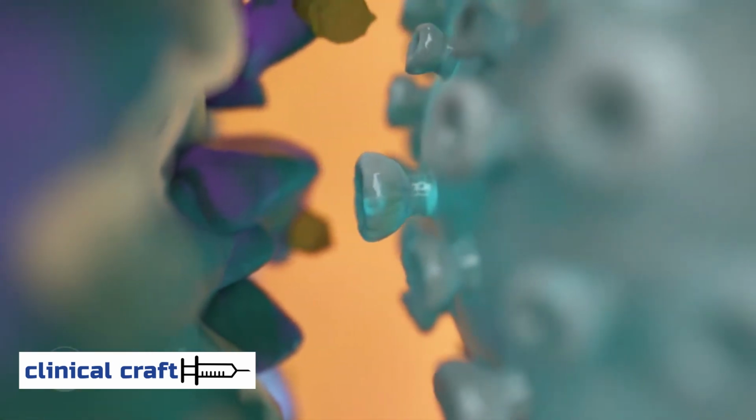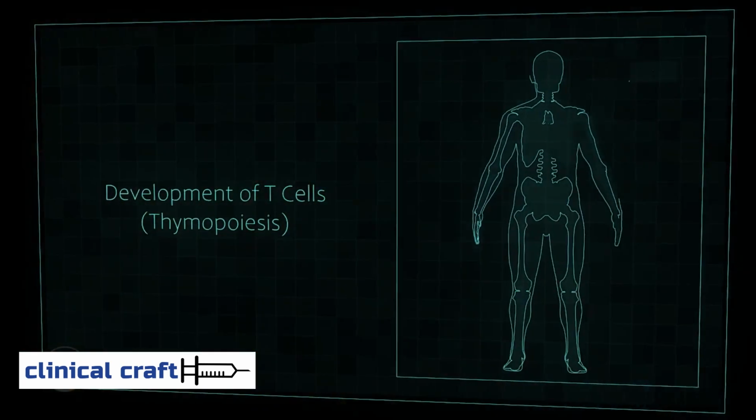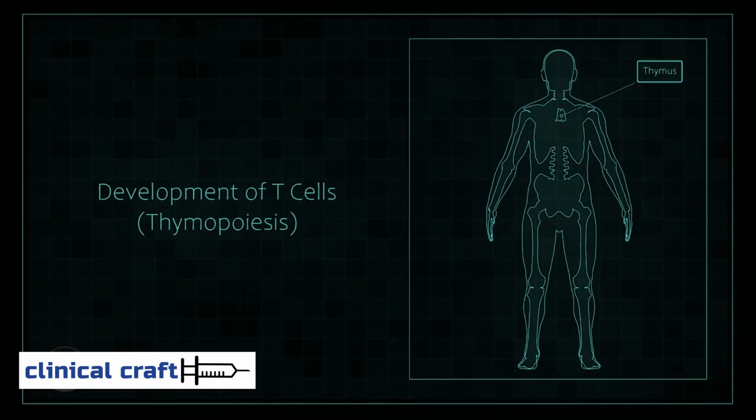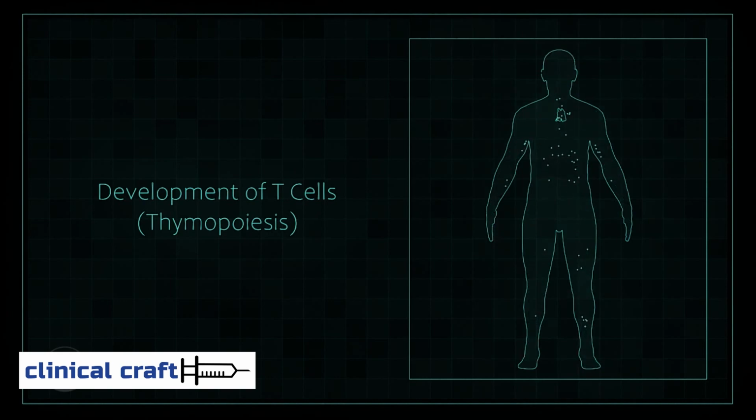Let us take a closer look at this. T cells are also formed in the bone marrow. They then migrate via the bloodstream to the thymus. Because they mature in the thymus, they are called T for thymus cells. In the thymus, which is one of the primary lymphoid organs, T cells form antigen receptors.